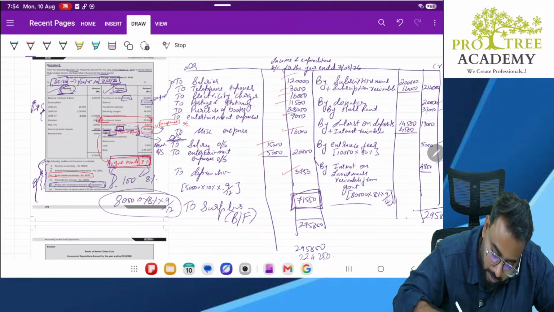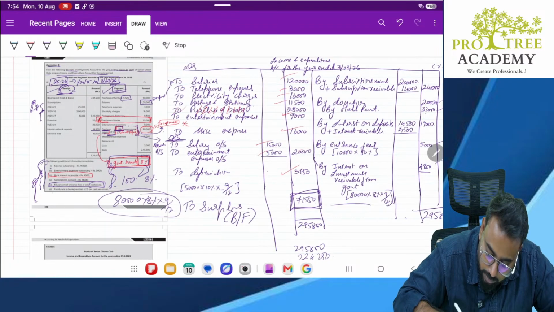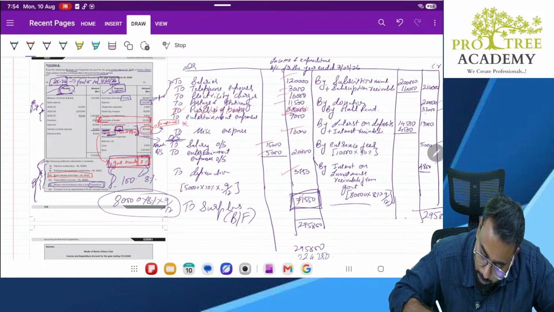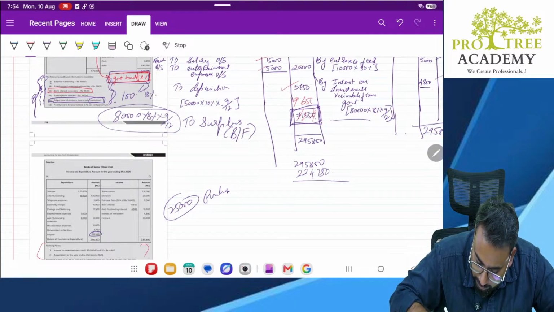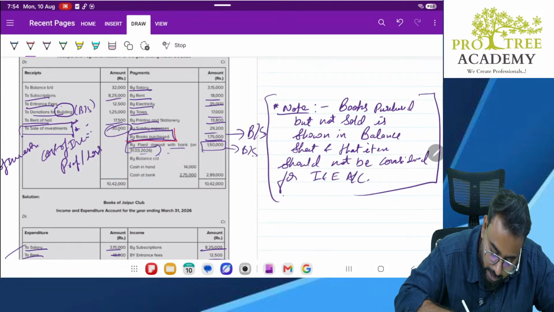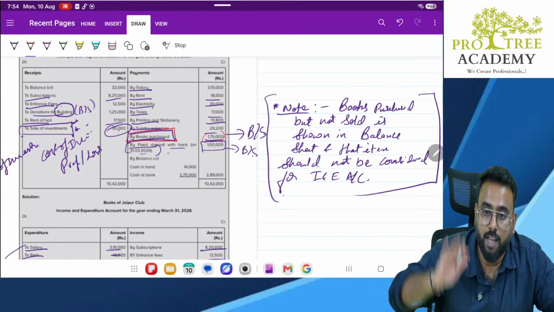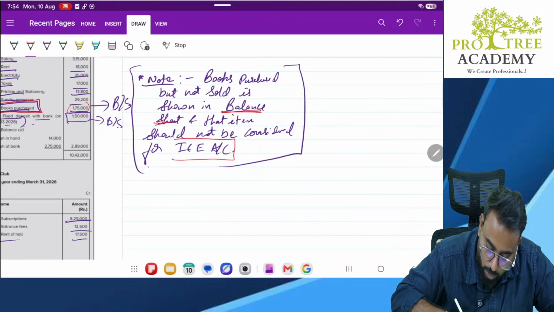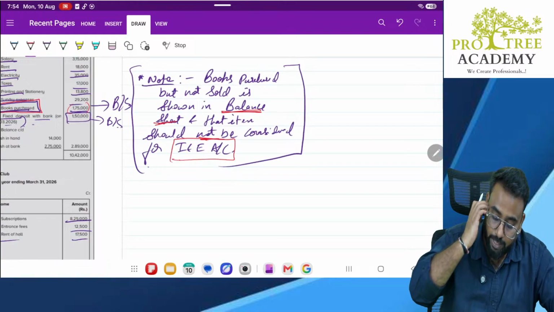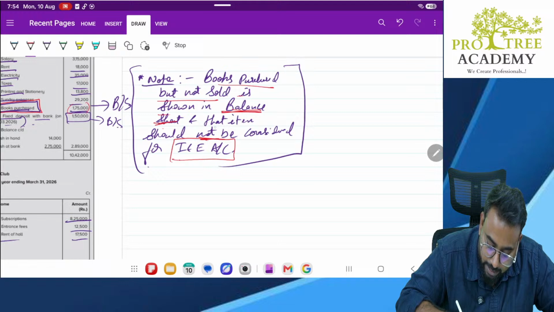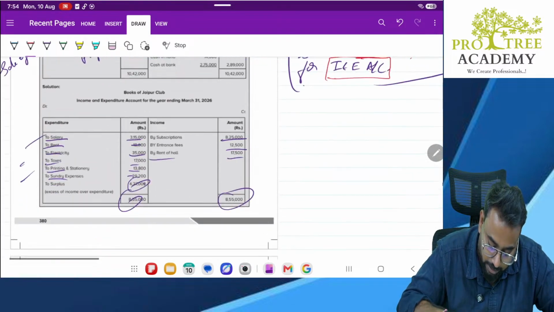That is why in the previous sum also, they have not taken this purchase of books. If we also don't take this item, then our answer will also come to 96,550. So the institute is assuming that whatever books are purchased are not for selling, they are keeping them in a library. If you keep it in the library, it will be shown in the balance sheet, but it will not be taken to income and expenditure. So books purchased but not sold is shown in the balance sheet, and that item should not be considered for income and expenditure account. Clear?